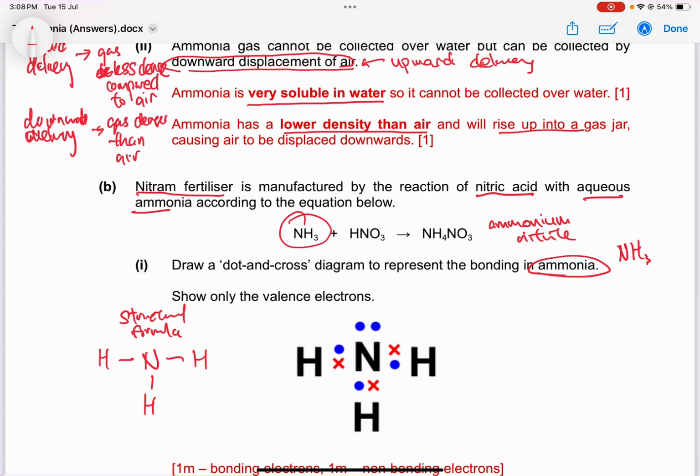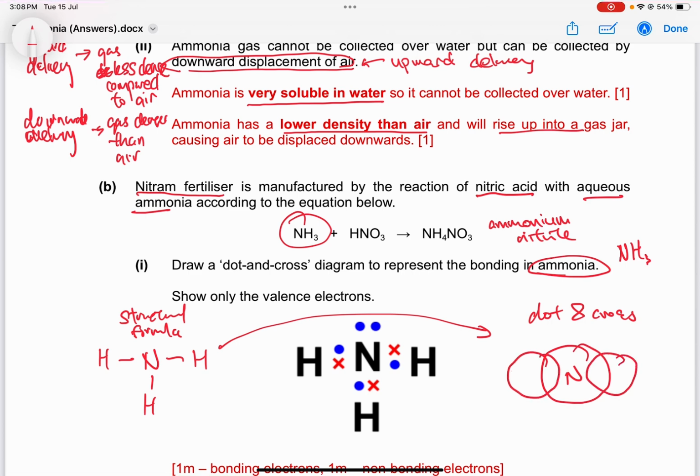Then, of course, I need to convert this into my dot and cross. So now I'm going to do my dot and cross. How to do the dot and cross diagram is translating this structural formula. So nitrogen in the middle with a big circle. As long as there's a bond, there must be an overlapping circle. H, H, H. A single bond represents a cross and a dot. So cross dot here, cross dot, cross dot.